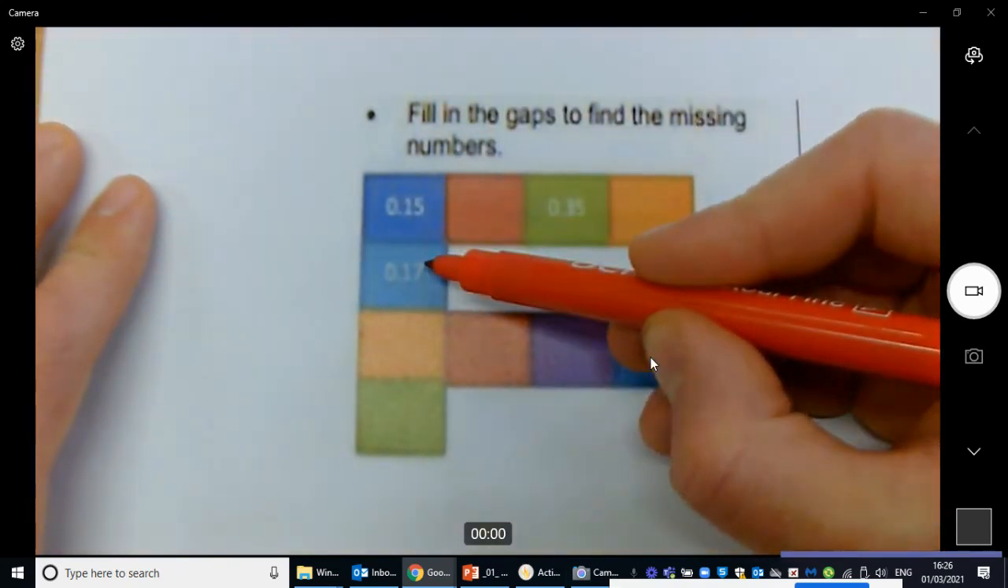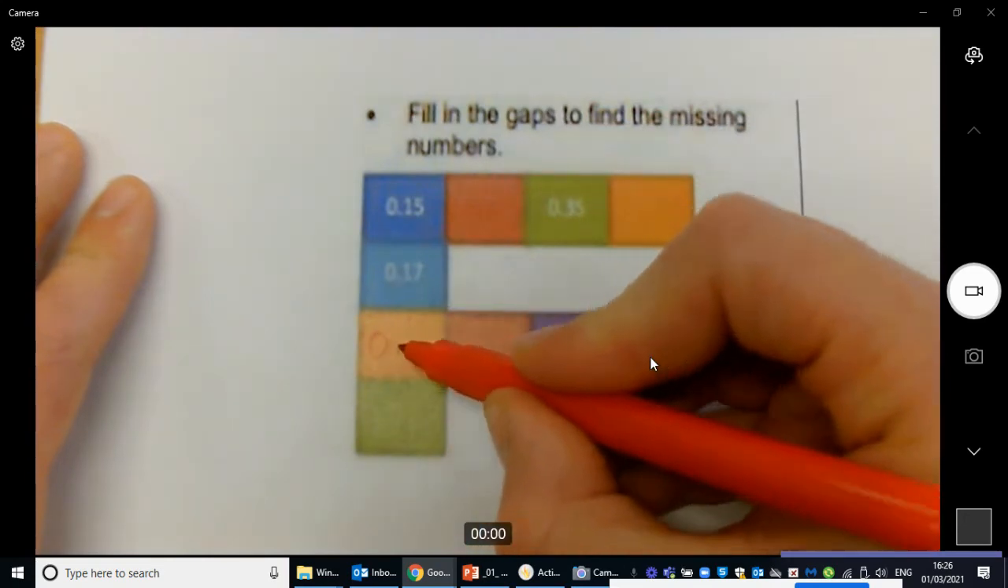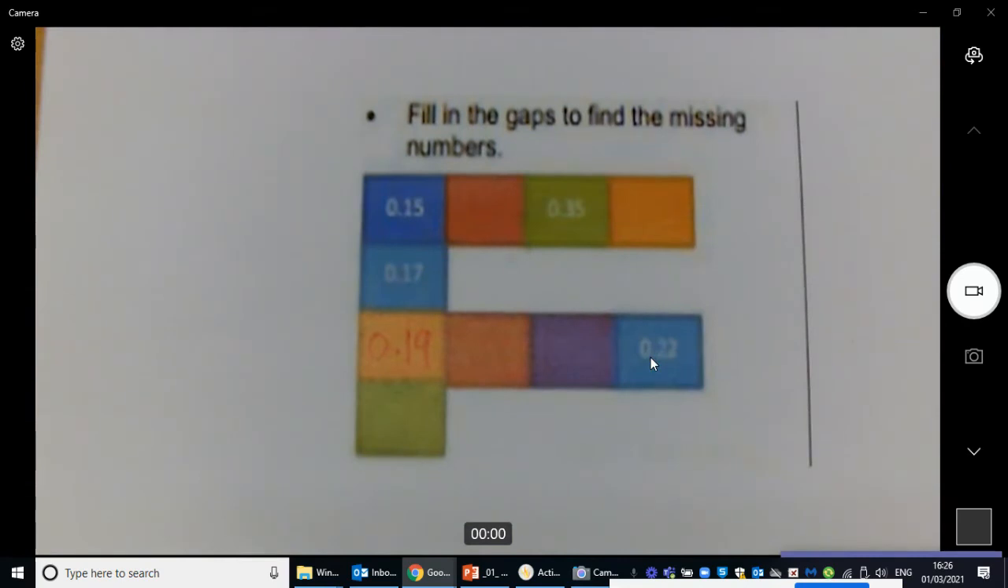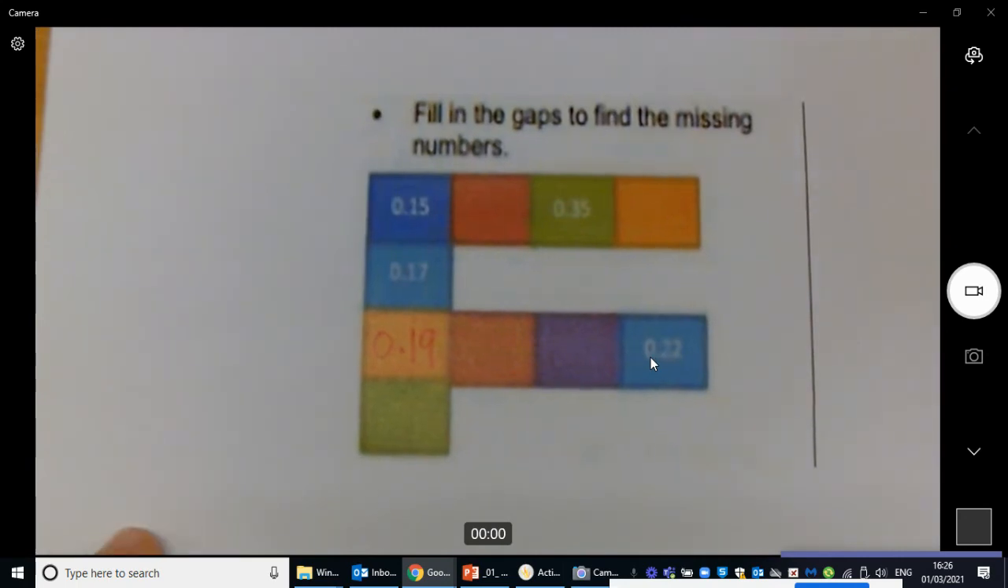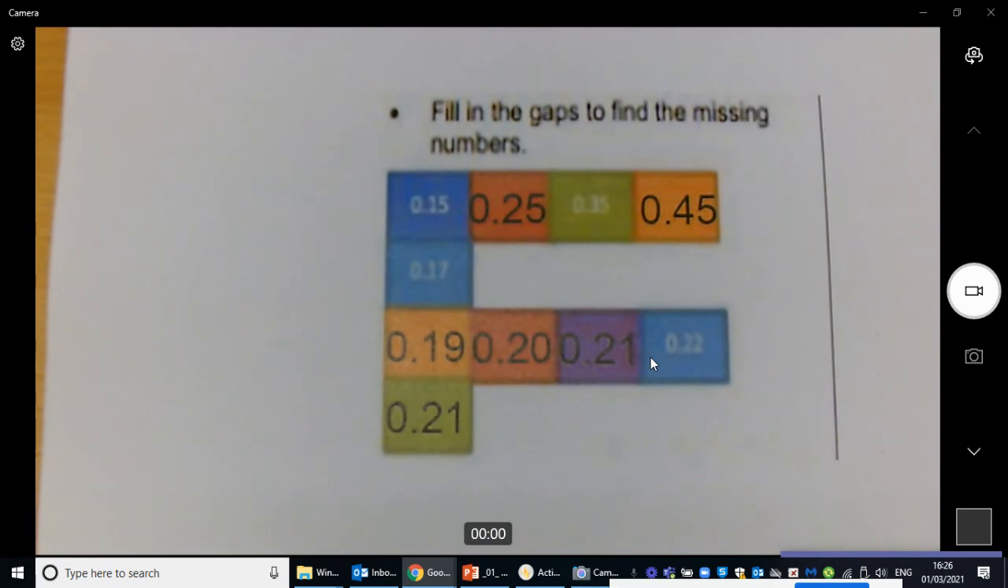Hopefully we can tell that that's increasing by 0.2. So this one would be 0.19. And then you can use that information to look at the next ones. So I'd be really impressed if anyone managed to finish these. So pause the video now. Can you have a good go at the challenge? Right, and let's have a look at the answers. There we go. Again, I'd be really impressed if you managed to finish this last challenge in particular.